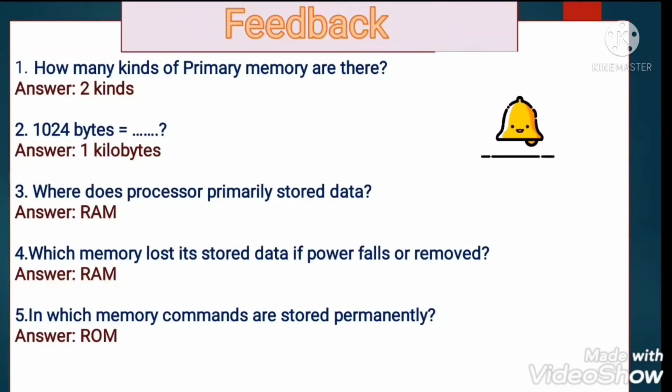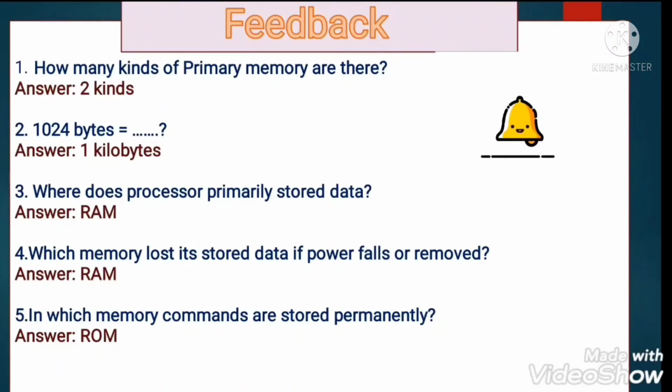My dear students, this is the feedback session, because we are at the end of the class. I need to check what you have learned from today's class. I know all of you are very attentive in the class, and you have taken notes. Let's check what you have learned from today's class.